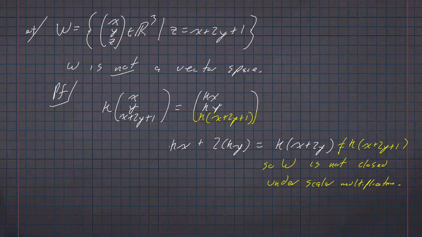So W is not closed under scalar multiplication. And because W is not closed under scalar multiplication, it does not satisfy those properties to be a subspace. And in fact, it doesn't satisfy the properties to be a vector space in any way, shape, or form. So it could be that there's a different set of rules that will make this a vector space, but the Euclidean definition of vector addition and scalar multiplication does not work.